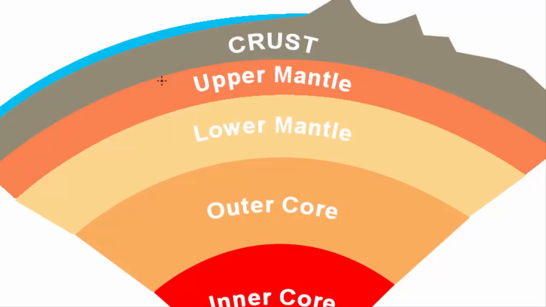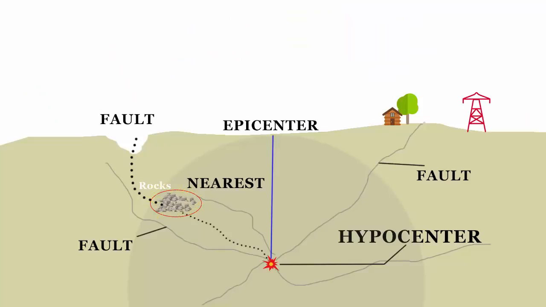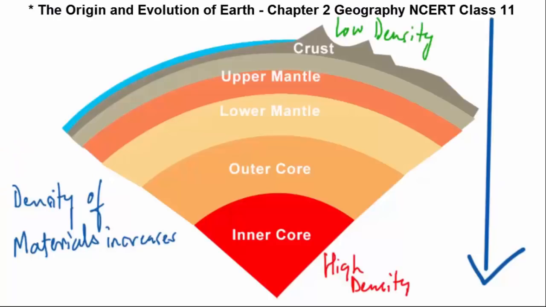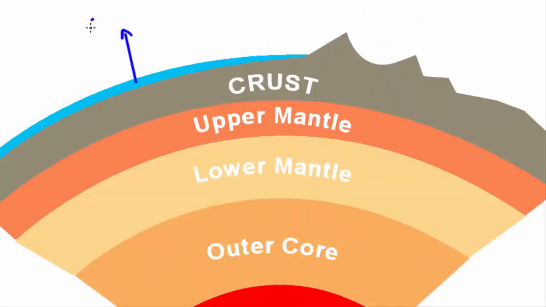It is the outermost solid part of the Earth, basically this region over here. It is brittle in nature because during an earthquake, it is the crust that breaks easily, causing a fault. And we know that the density of material increases as we go more and more deep. Therefore, the materials which are available in the crust have low density. The thickness of the crust varies under the oceanic and continental areas.